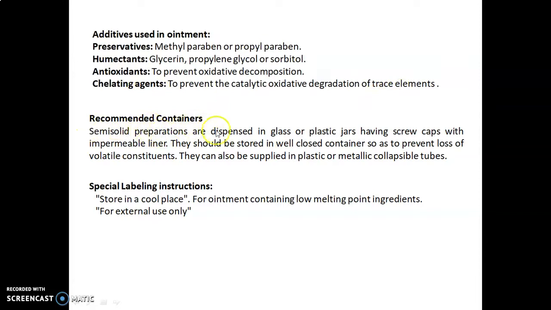Recommended containers: the semi-solid preparations are dispensed in glass or plastic jars having screw caps with an impermeable liner.